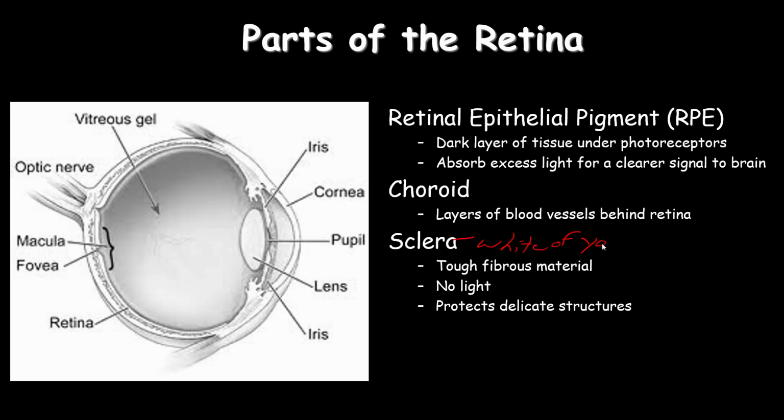Okay, so you have the iris of your eye. The iris is the color part. The pupil is the hole that lets light in. Then you have the sclera, which is just the white portion of the eye. All right, that's the sclera.